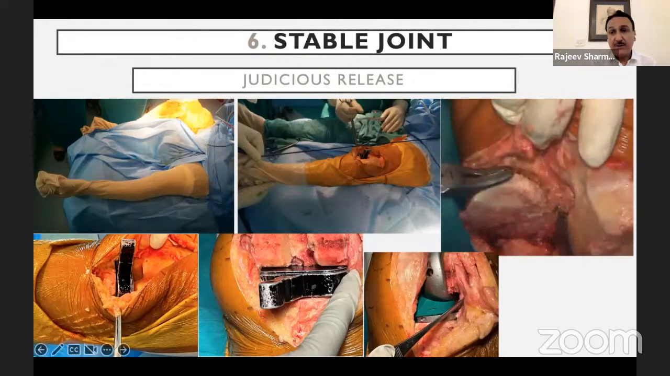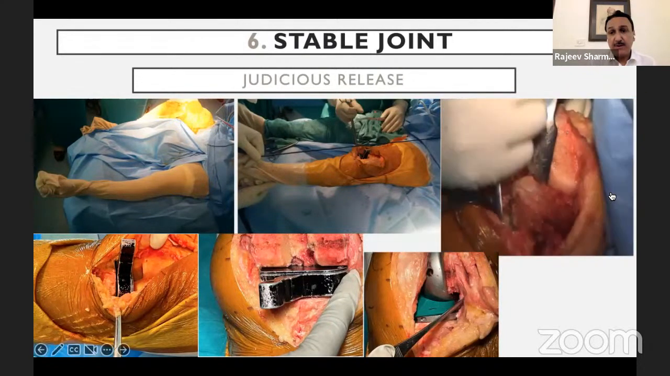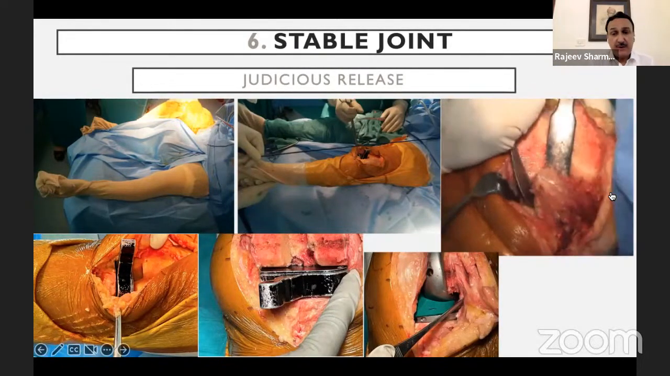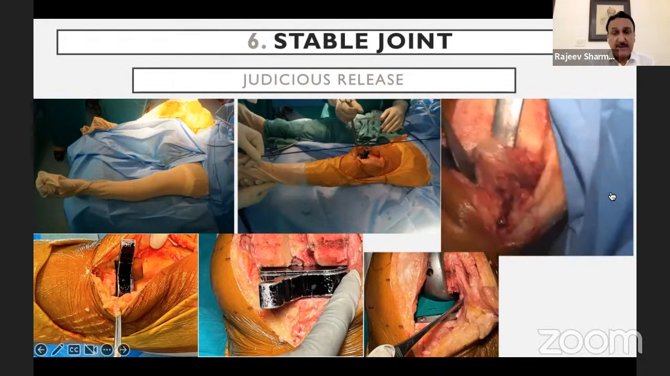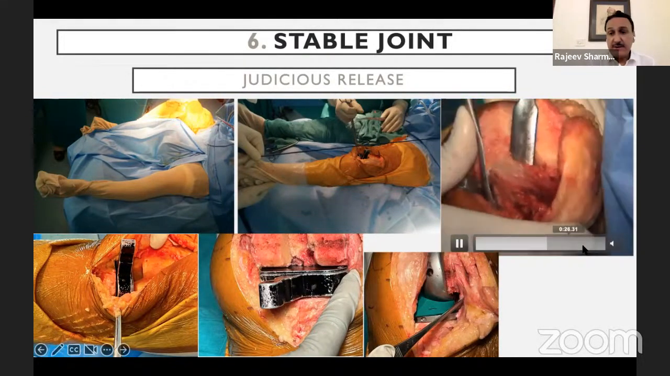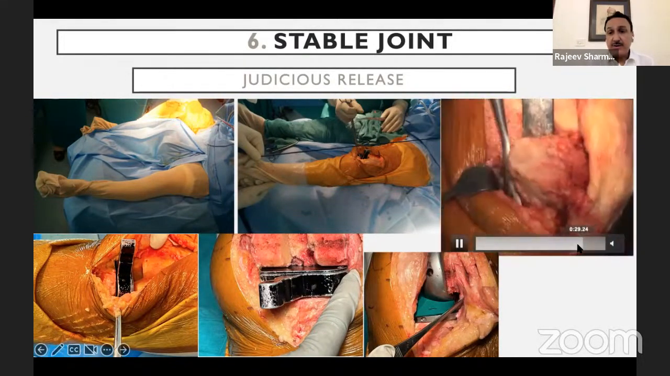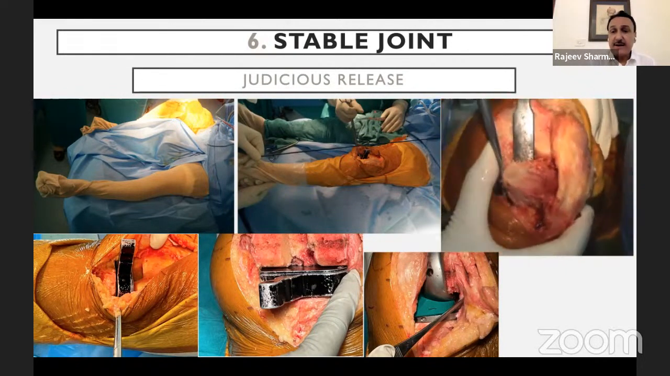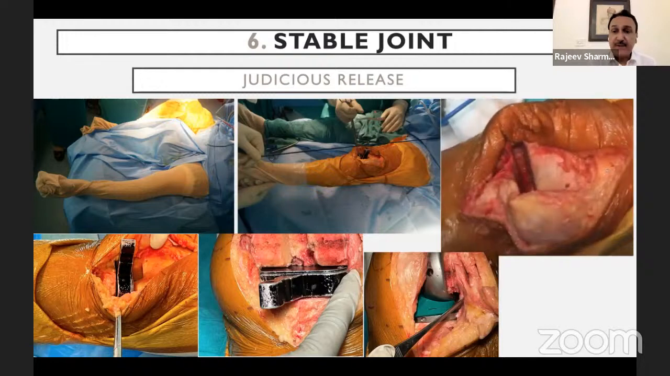And to make sure that this is properly balanced, you release the tissues; the posteromedial corner should be released, and later on you will see that the joint is reasonably well balanced when the extension is done after the sufficient release. And that's how you see. And of course, you see that the extension gap is lesser, so you will cut more tibia or femur, whatever is as per the requirement of that particular condition.